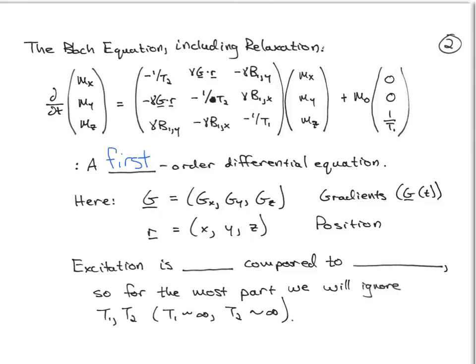Now, what we're going to do for the rest of this analysis, and indeed for pretty much the whole rest of this course, is we're going to ignore the relaxation terms here. And we can do this because excitation is fast compared to relaxation. So for the most part, we will be able to ignore T1 and T2. That's equivalent to setting T1 to infinity and T2 to infinity. So that then this guy goes to 0 and these guys all go to 0.